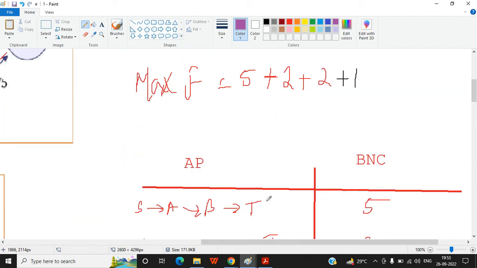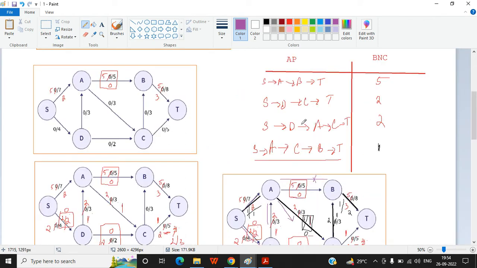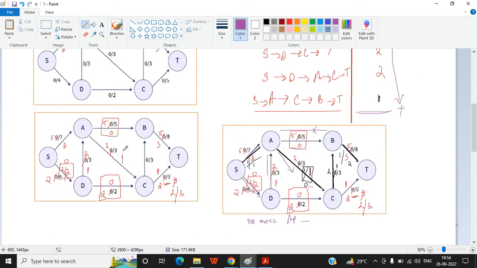Now, what is the solution? Maximum flow is the sum of all these numbers. So, what is the value? 5 plus 2 plus 2 plus 1 is 10. So, 10 is the maximum flow along the path. Okay. So, it is the sum of all the bottleneck capacities. You can also find it from here: the sum of all the bottleneck capacities in the flow network.